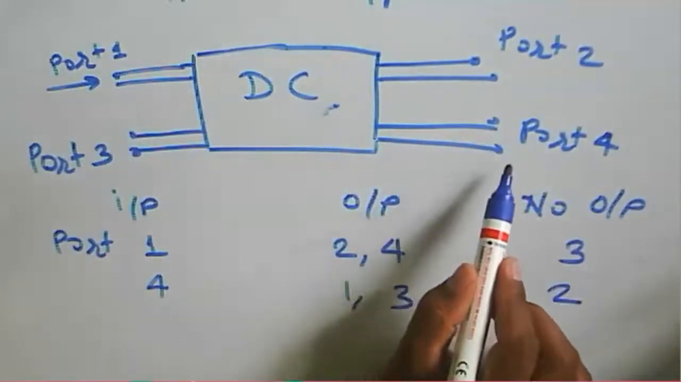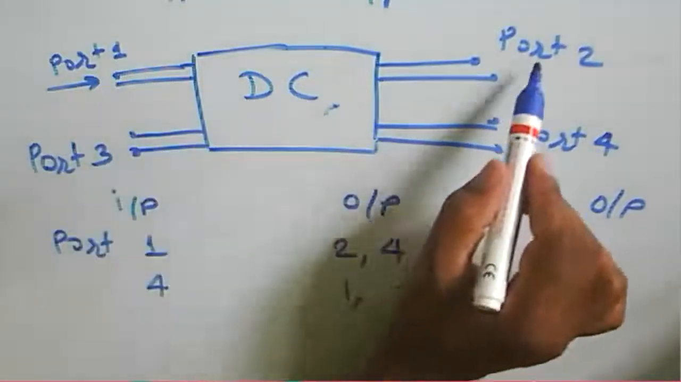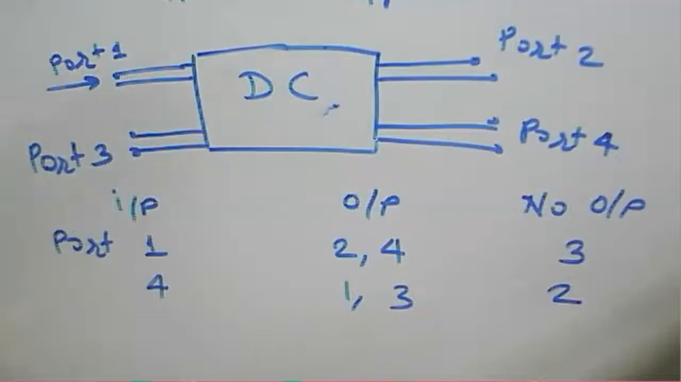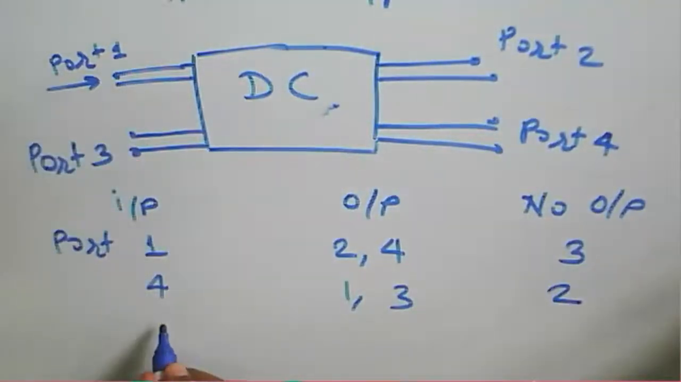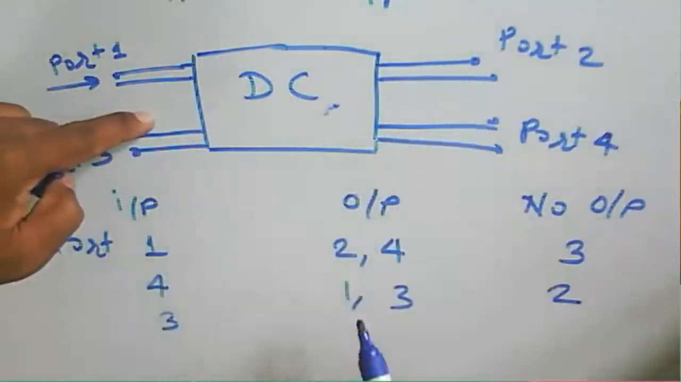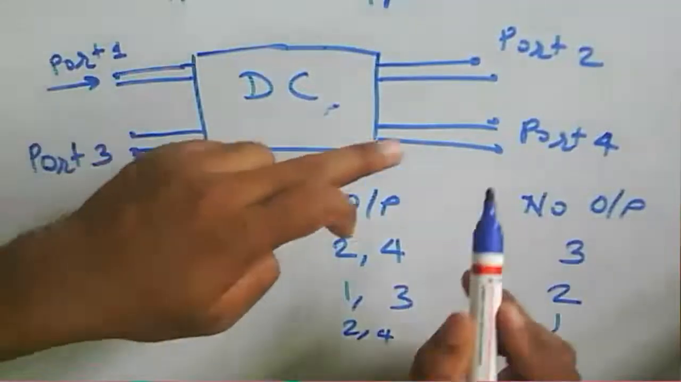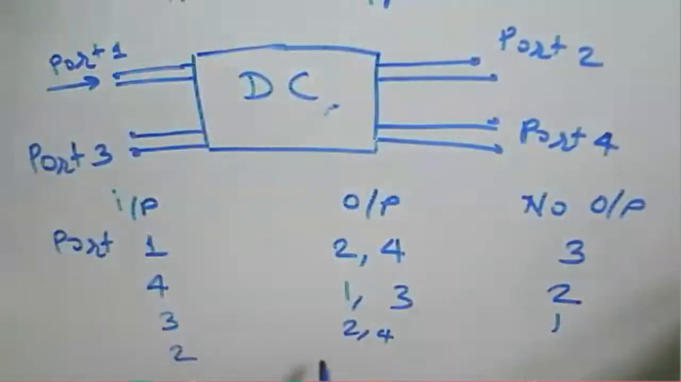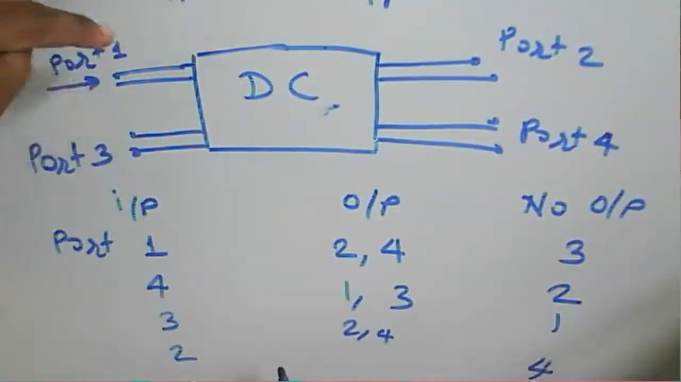Okay, so because input at port 4, output is available at ports 1 and 3, with no coupling to port 2. Even if we consider input at port 3, output will be available at port 2 and port 4, with no coupling to port 1. If we consider input at port 2, there is no coupling at port 4, but power will be coupled at port 1 and port 3.